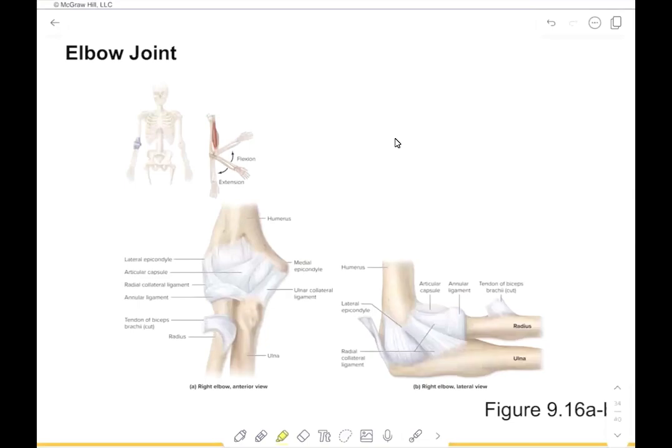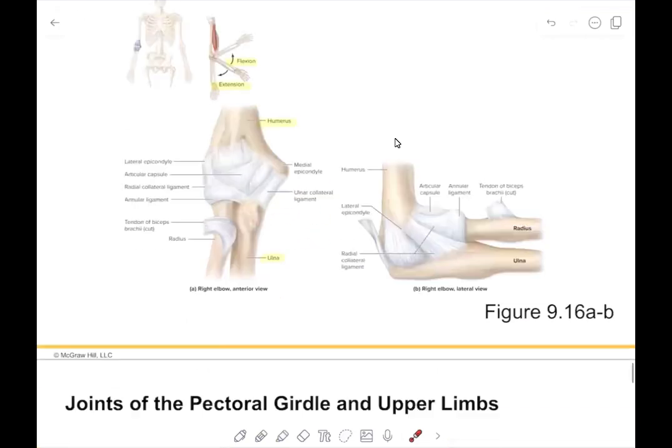In the elbow joint here, we can see it allows for flexion and extension. And specifically, the ulna is going to articulate with the humerus. The olecranon is going to fit into the olecranon fossa of the humerus. The ulna has the olecranon on it. The olecranon fossa is on the posterior surface of the humerus.